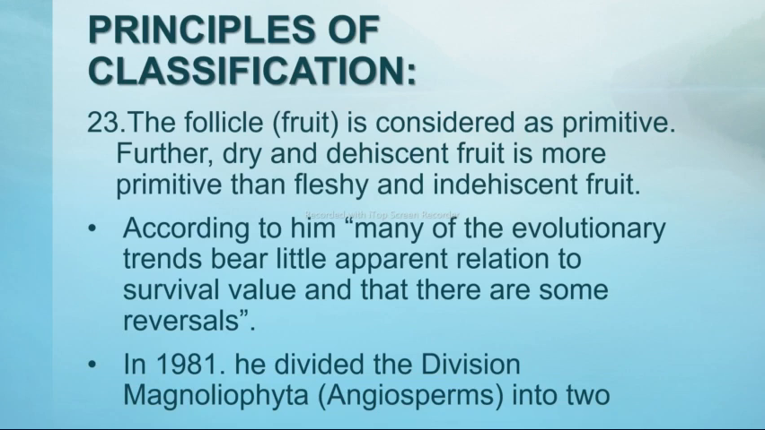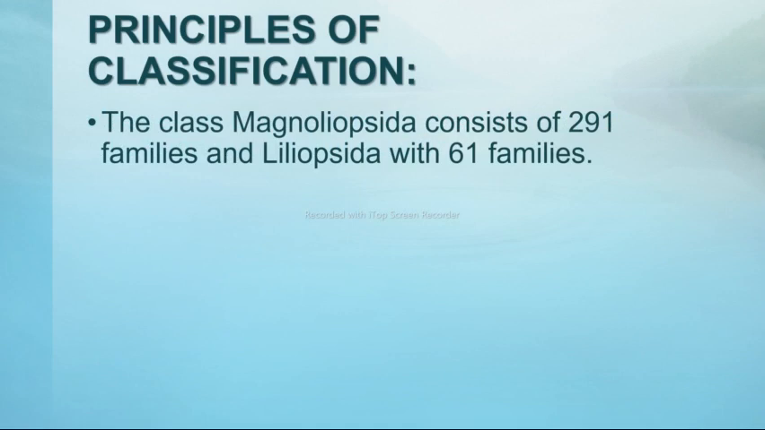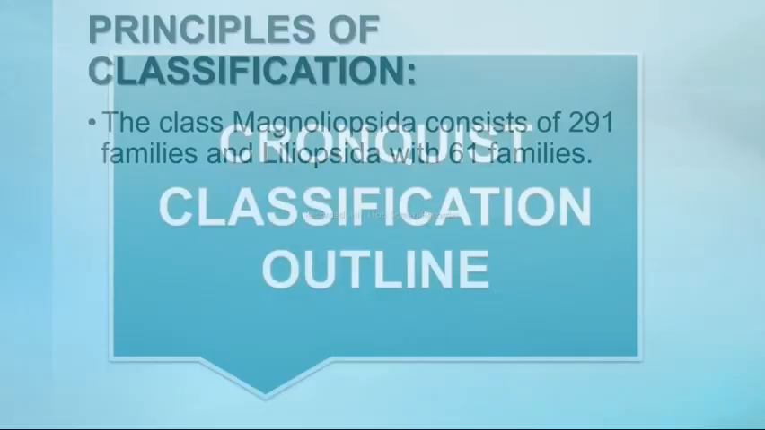there are some reversals. In 1981, he divided the division Magnoliophyta, or angiosperms, into two classes, which are Magnoliopsida, which includes dicotyledons, and Liliopsida, which includes monocotyledons. He divided the Magnoliopsida into 6 subclasses and 55 orders, of which Magnoliales is the primitive and Asterales is the advanced taxa. On the other hand, the class Liliopsida has been divided into 4 subclasses and 18 orders, of which Alismatales is the primitive and Orchidales is the advanced taxa. The class Magnoliopsida consists of 291 families and Liliopsida 61 families. So this is the Cronquist classification outline.